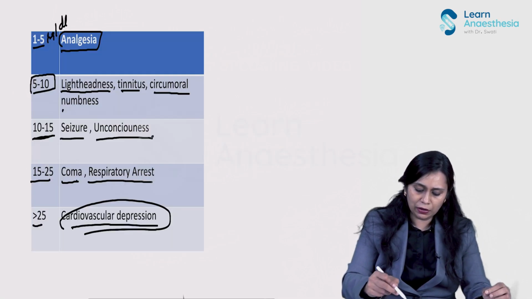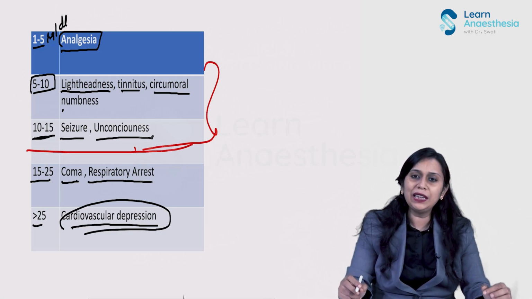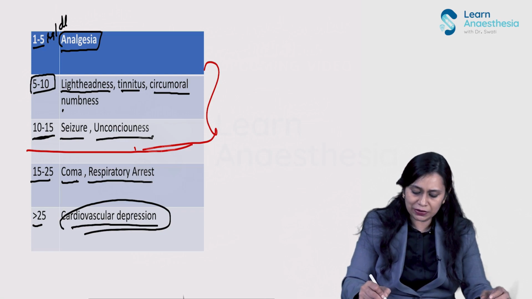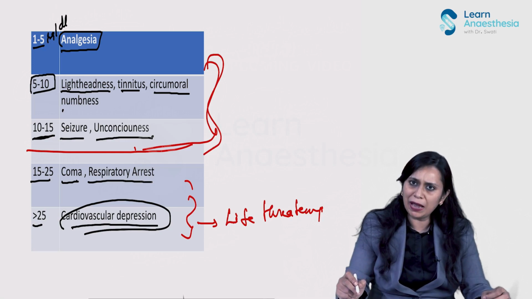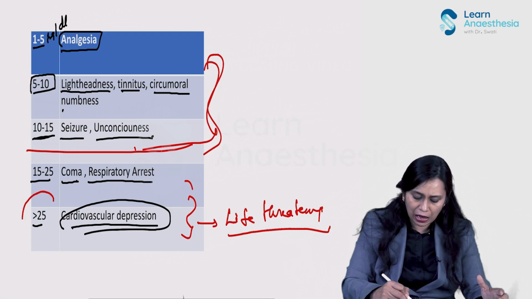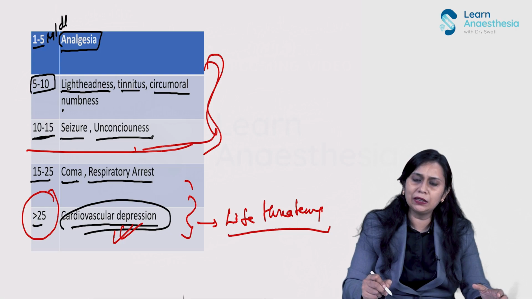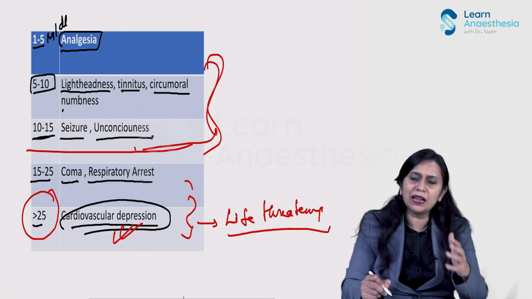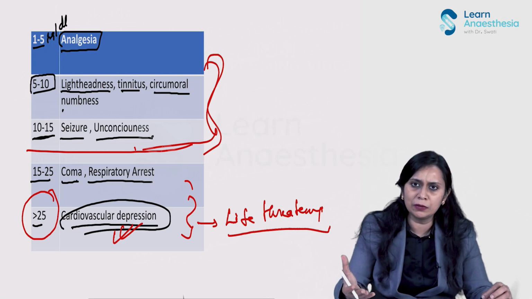CNS toxicity, these clinical features can be managed. But CVS toxicity, right, this can be life-threatening. This can be very much life-threatening. These can to some extent be managed, but this can be life-threatening. And you can see at a higher serum level, the cardiovascular depression will happen, right? So cardiovascular toxicity happens at a higher serum concentration. CNS toxicity happens at a lower serum concentration.